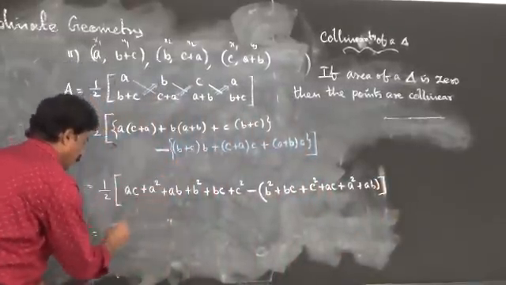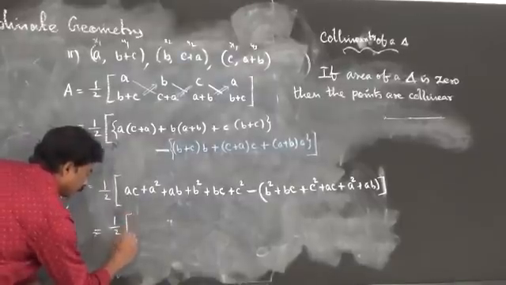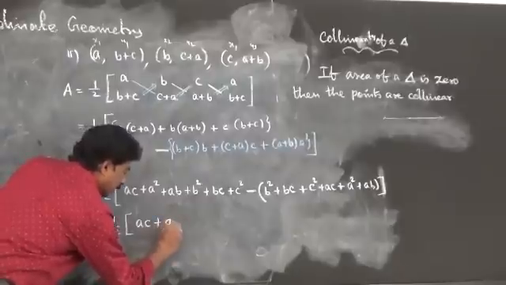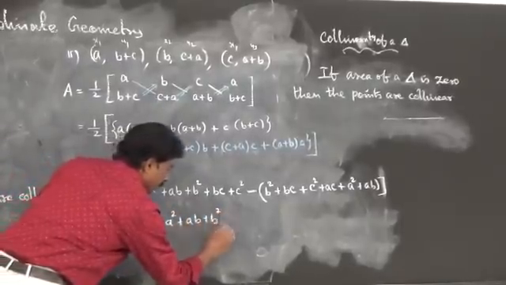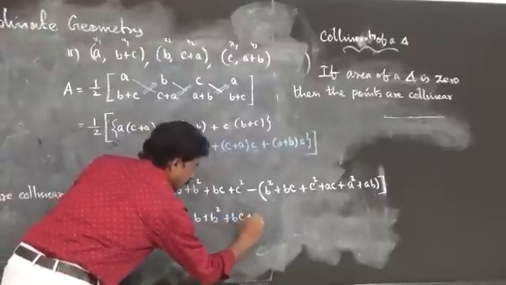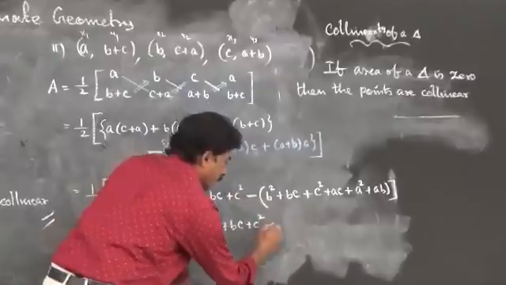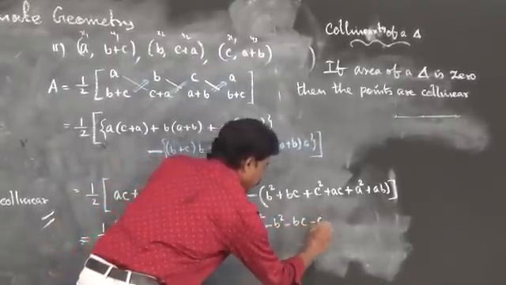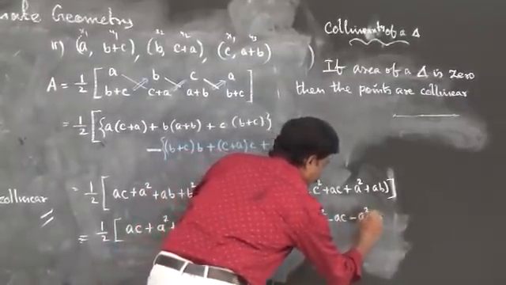Now, when you remove the bracket, that side 1 by 2, AC. This side, nothing to do, just write as it is. A square, AB, plus B square, plus BC, plus C square. When you remove the bracket, minus is outside, so change the sign. Minus B square, minus BC, minus C square, minus AC, minus A square, minus AB.